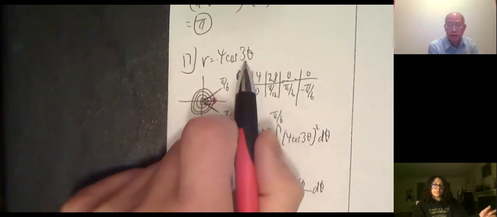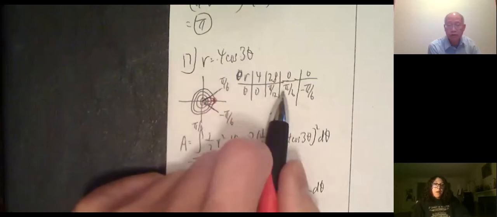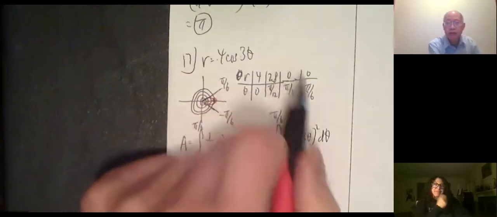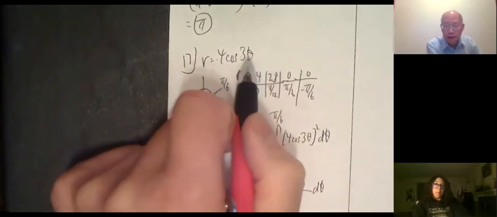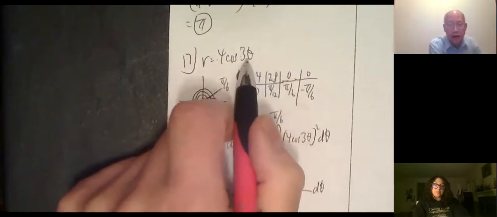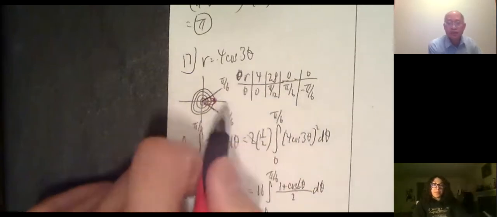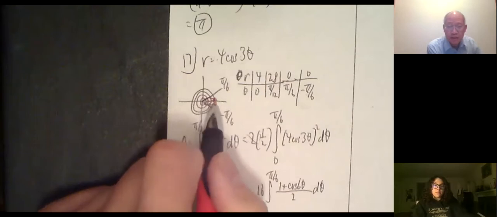Okay, so at pi over 6, plug in pi over 6, I'm taking the cosine of pi over 2, which is 0. Since I know the cosine is an even function, when I plug in negative pi over 6, I'm taking the cosine of negative pi over 2, and I know that's also 0. So I have one branch, one leaf, if I go from negative pi over 6 to pi over 6.